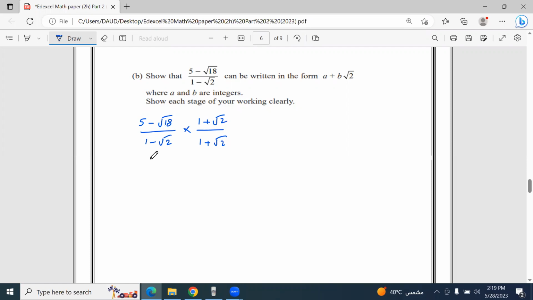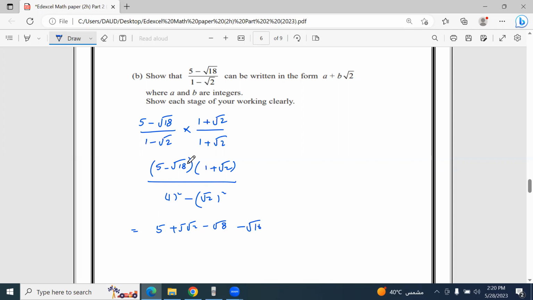After this, we can multiply each other. 5 minus square root of 18 and 1 plus square root of 2 over, this is a square minus b square, so 1 square minus square root of 2 whole square. Next step, we can say that 5 plus 5 square root of 2 minus square root of 8 minus square root of 16, 18 multiplied by 2 is 36, and this is also 18 over 1 minus 2.